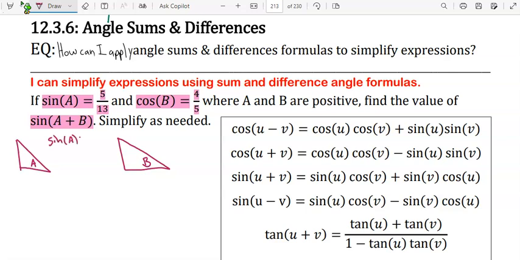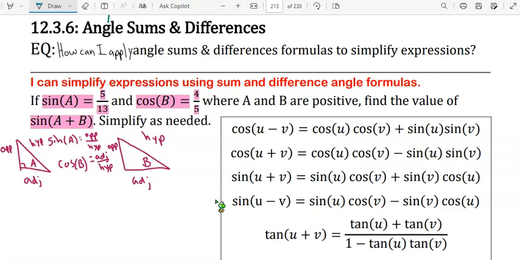Sine is opposite over hypotenuse, and cosine is adjacent over hypotenuse. If we label these, the opposite of angle A is this line right here, this length. The hypotenuse is the longest side, and then the adjacent is the other side. And then for B, opposite right here, adjacent, and hypotenuse the longest side. From here we can start labeling stuff.